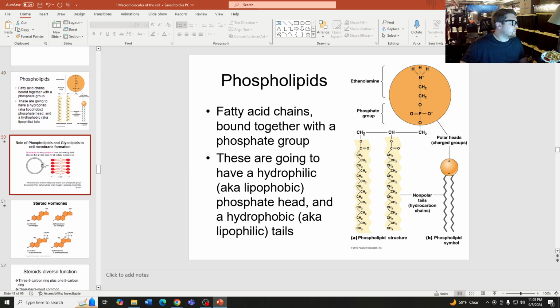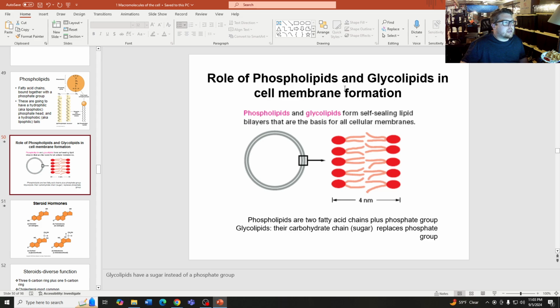Okay? And here is that cell membrane formation. The phospholipids and glycolipids form self-sealing lipid bilayers that are the basis for all cellular membranes. There's the phospholipids, which are two fatty chains plus the phosphate group.